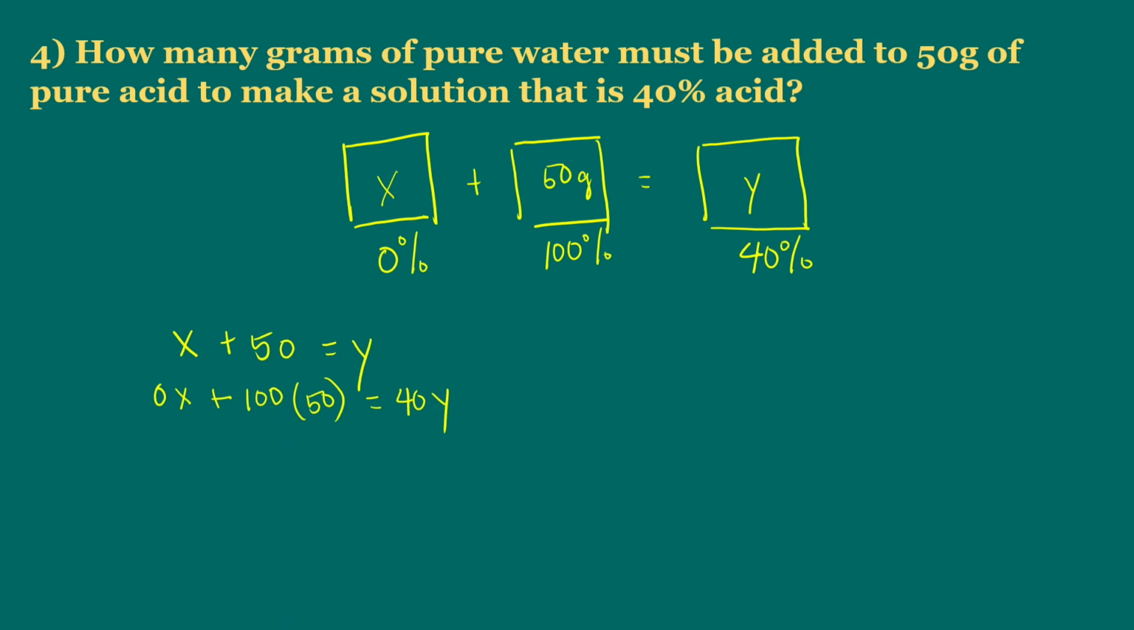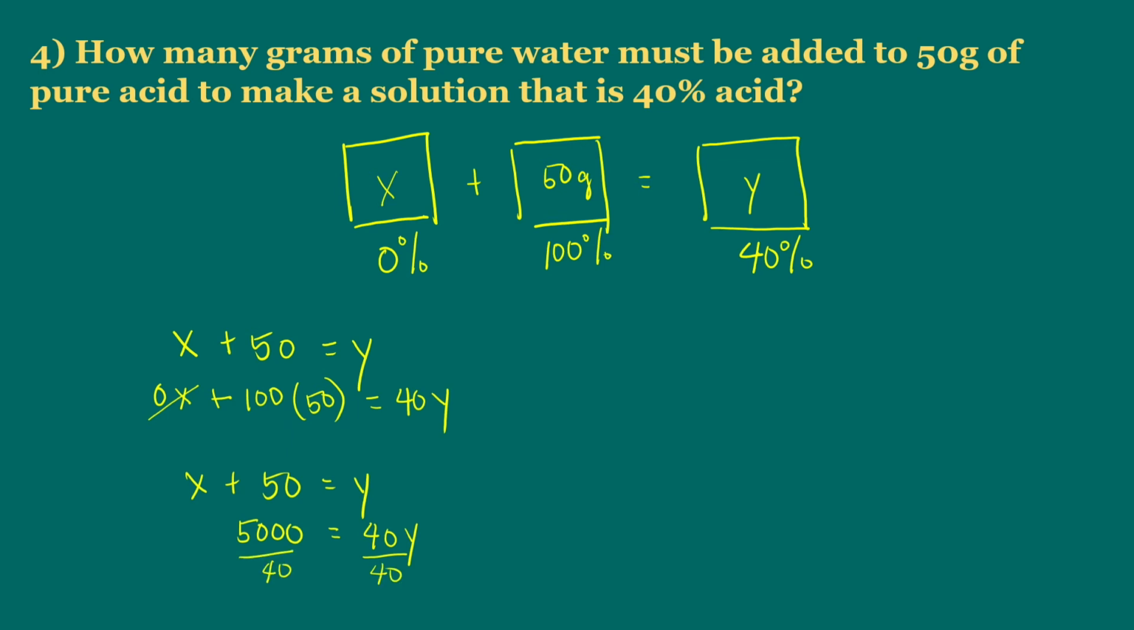So we have here the first equation, x plus 50 equals y. Now, the second equation, there's no more x. 0x is 0. And then 100 times 50, that will give us 5,000 equals 40y. Alright, so in this second equation, we can actually solve right away the variable y. Okay? Just divide this by 40, both sides.